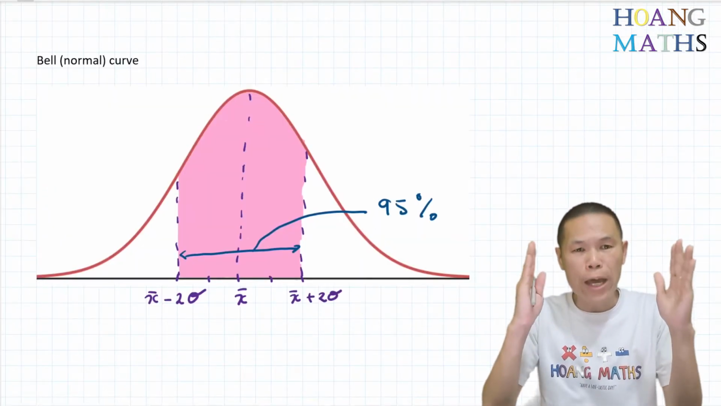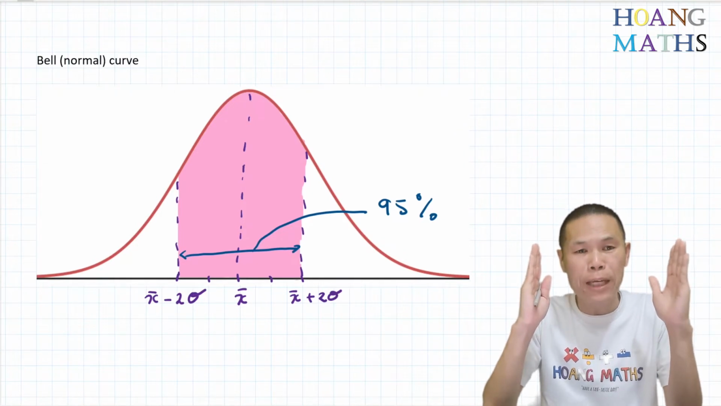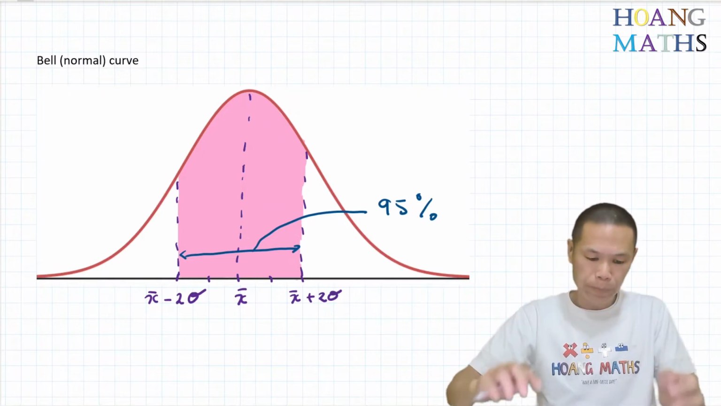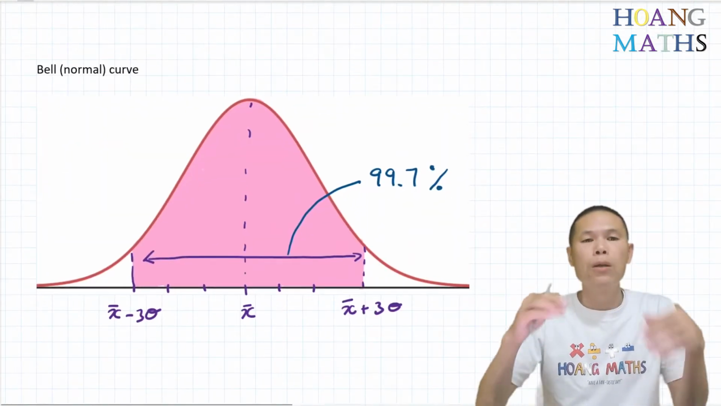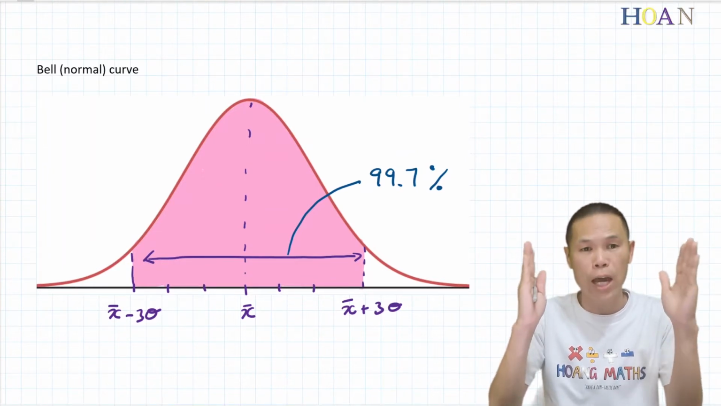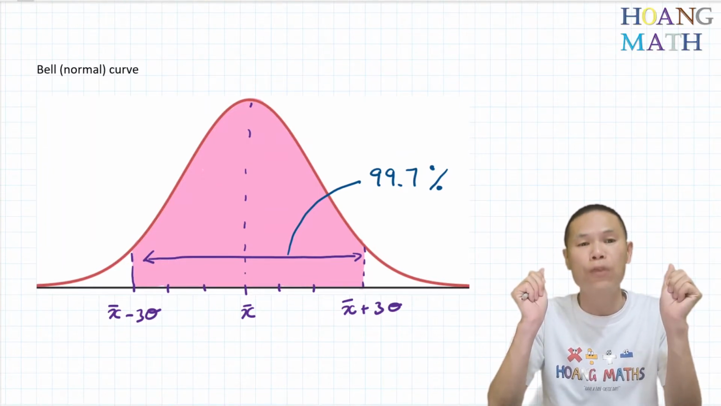We also know that there are about 95% of the data within two standard deviations from the mean. Okay, please remember this for me. We also know that there are about 99.7% of the data within three standard deviations from the mean.